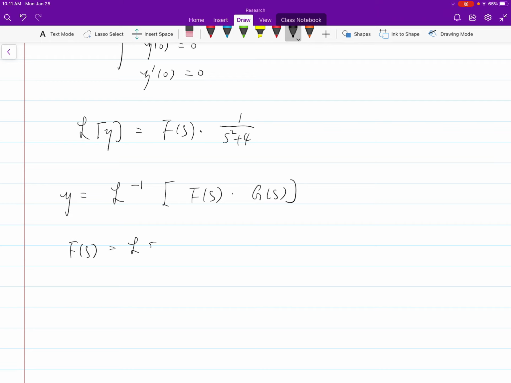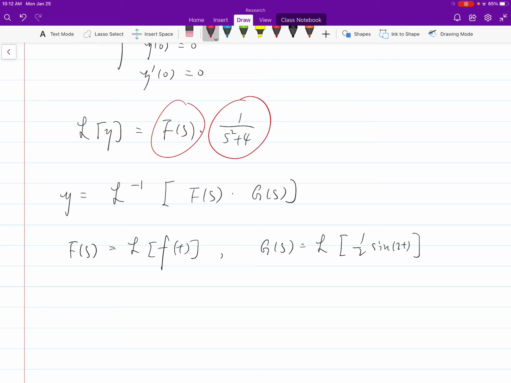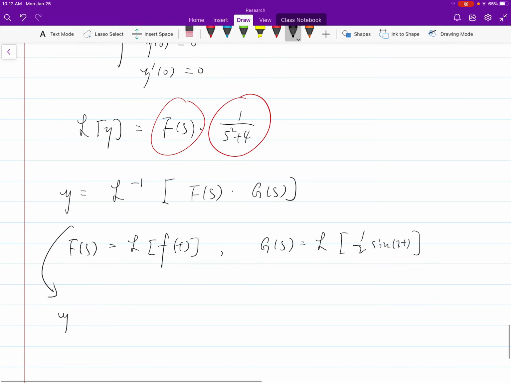Where F(s) equals L of f, we didn't even know how to find the Laplace transform. We just know, okay, this is the notation. And the G(s) is going to be L of sine 2t, times 1/2 actually. Okay, so we do know the inverse Laplace transform of this and this. Now, what about the multiply together?